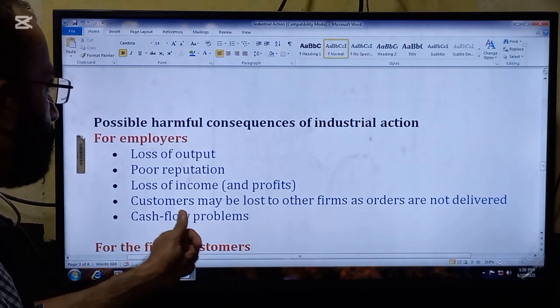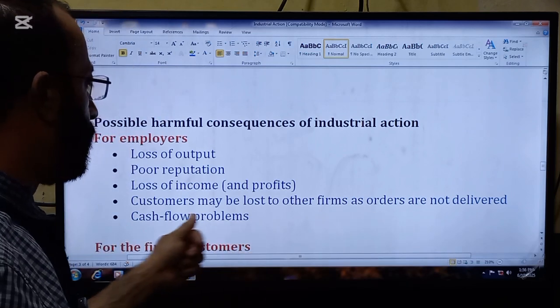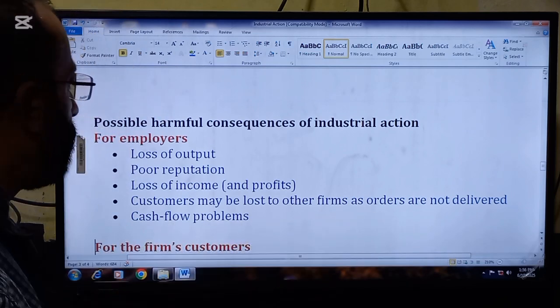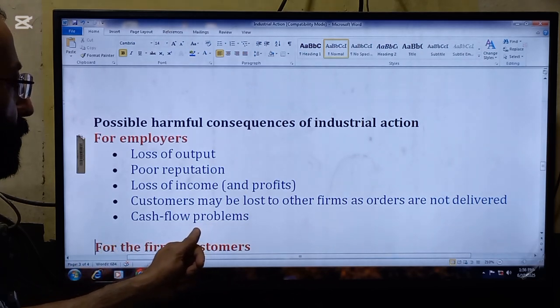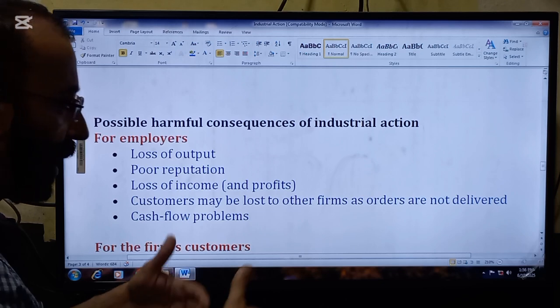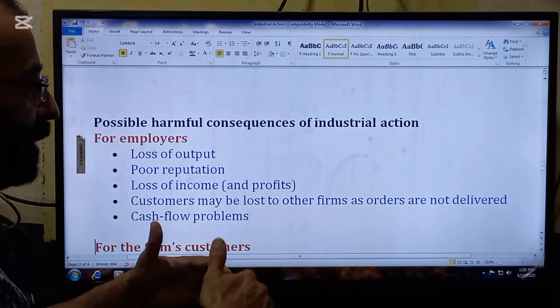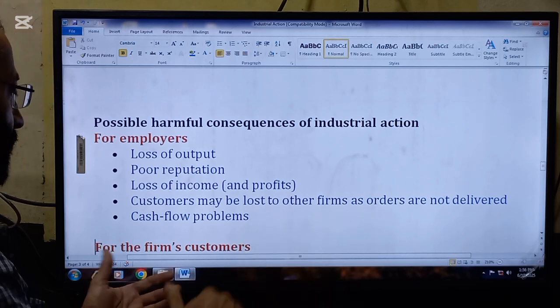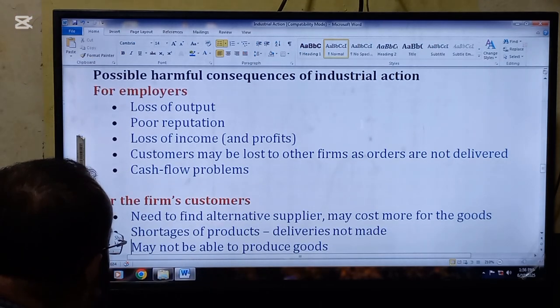Next is customers may be lost to other firms as orders are not delivered. So definitely this is another consequence of the industrial action. Next is cash flow problems. Because production is slow, targets cannot be met, and there will be fewer sales. As a result, cash flow problems will be faced by the employers.